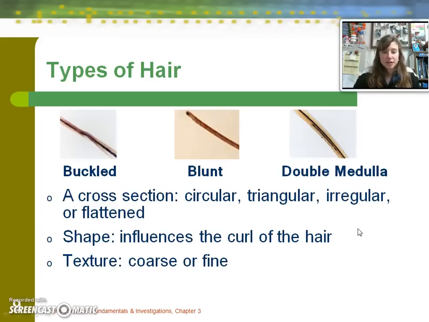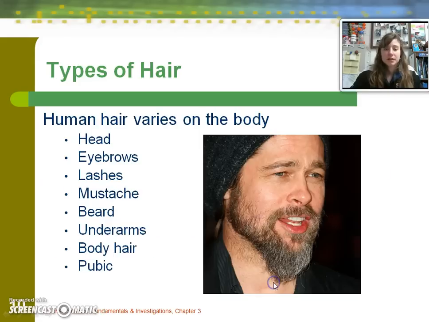Now, there are a couple of different shapes for the hair. Buckling often occurs with hair that comes from different body parts. Pubic hair demonstrates this. This can affect the shape or curl of the hair. Blunt can refer to the end, like a lot of times a whisker or something that's shaved off would have a blunt edge. And then another thing that can happen is actually a double medulla, which you see here, and some people demonstrate that. Also, the cross-section shape can be any range from circular, triangular, or irregular flat, and the texture obviously can be different.